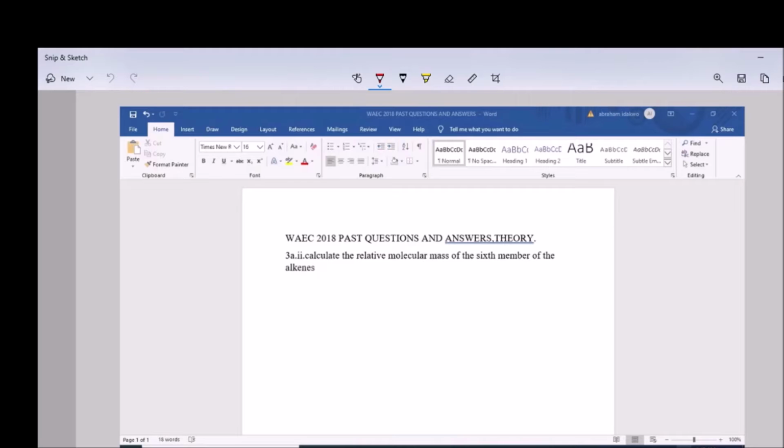Now the first member of the alkanes family is ethene, while the second member is propane, butane is the third member, pentane is the fourth member, hexane is the fifth, then we have heptane to be the sixth member of the alkane family. So heptane is C7H14 being the sixth member of the alkanes family.